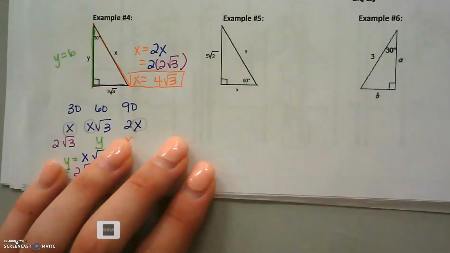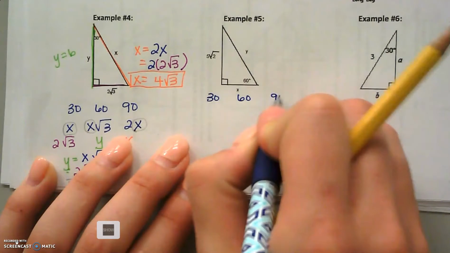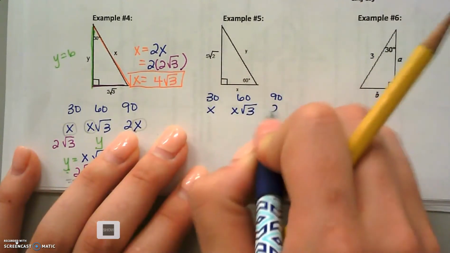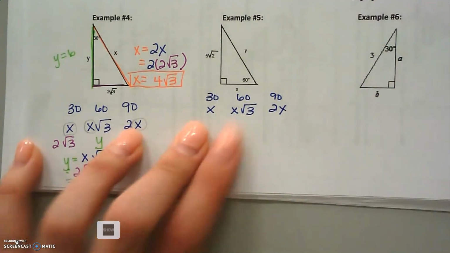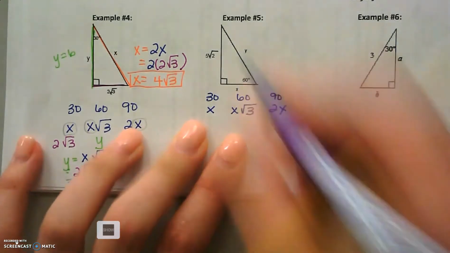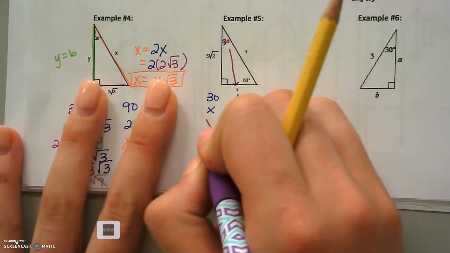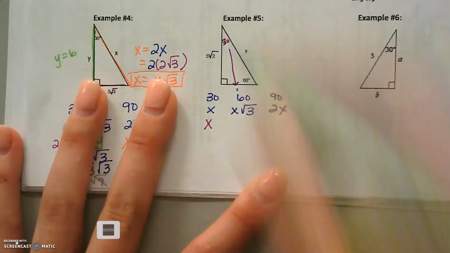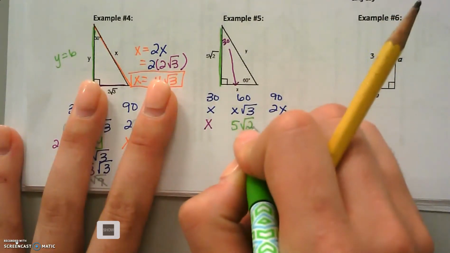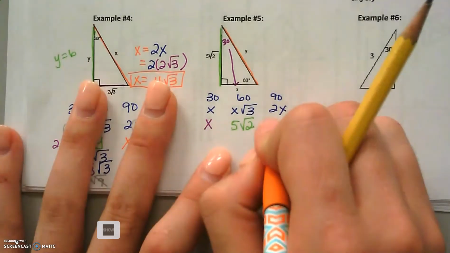Another 30, 60, 90 triangle. So I'm going to rewrite my rule, 30, 60, 90. That rule is x, x square roots of 3, and 2x. So again, I'm going to look for my shortest side length. My shortest side length is across from the 30-degree mark. So that side length is x. I don't know it yet. My longest leg is 5 square roots of 2. And my hypotenuse I'm solving for, again, they've labeled that y.